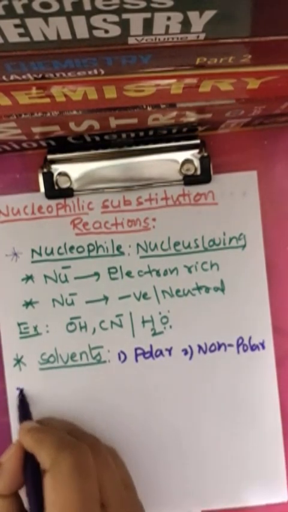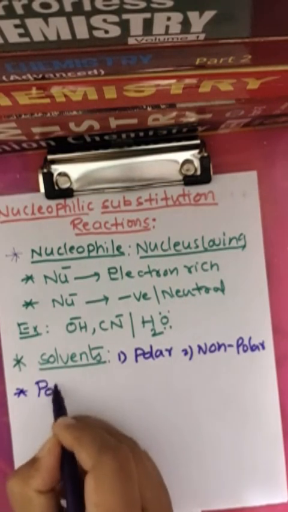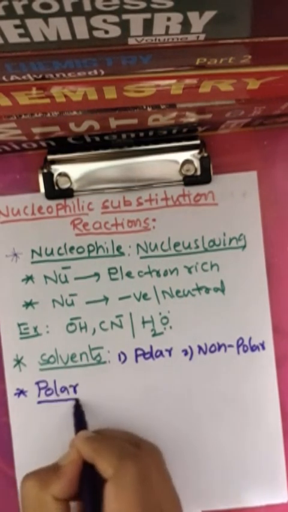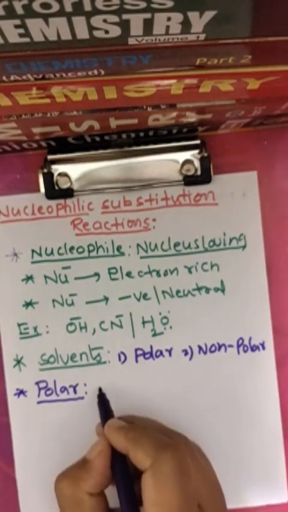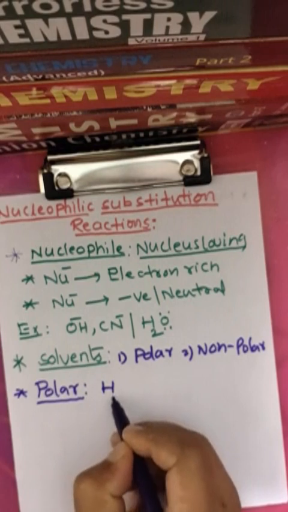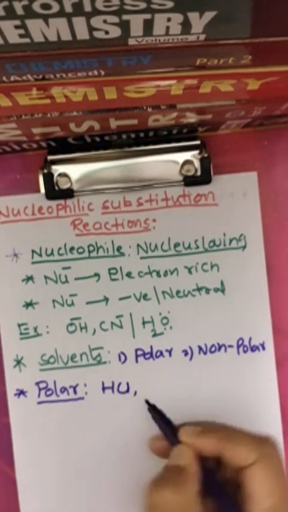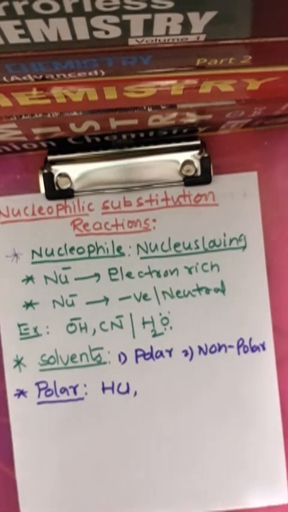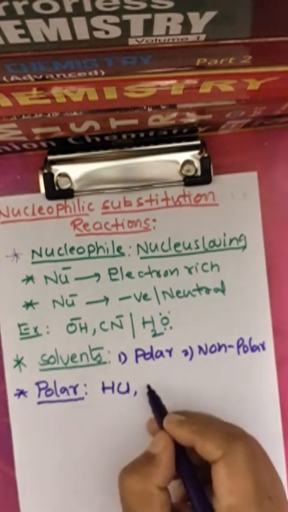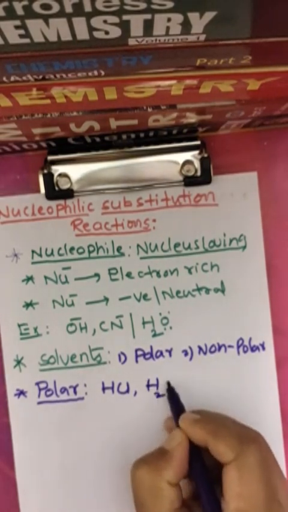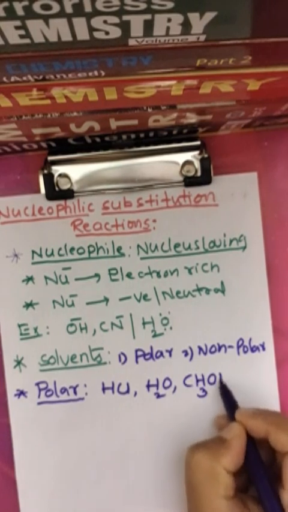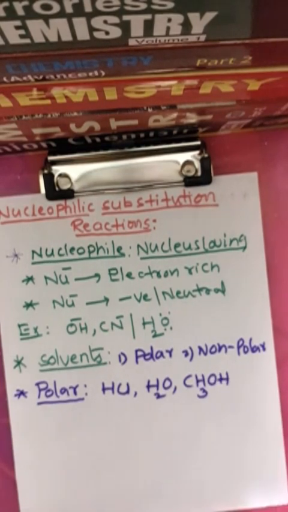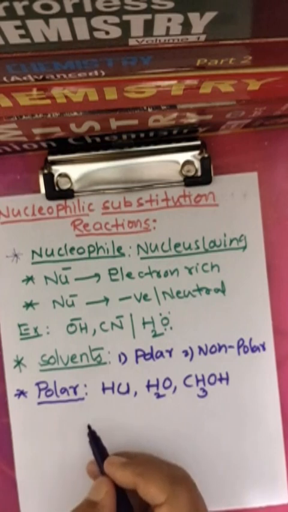And what is meant by polar? Polar solvents are nothing but those which show partial negative and partial positive charges. Like HCl is a polar solvent, and water is a polar solvent, and CH3OH is polar, and these polar solvents are of two types.